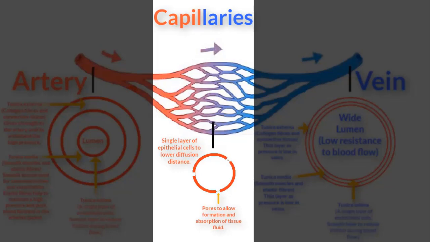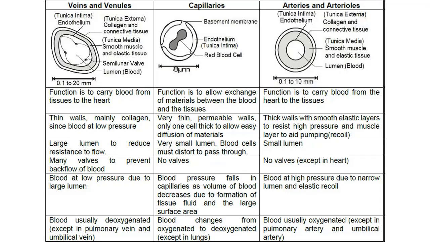just a single layer of cells in the capillary walls, which we call the endothelium. And it's got pores. The capillary wall has pores through which tissue fluid can be formed and reabsorbed. This also you'll be learning about. Is it clear? And capillaries are very, very narrow. Now, let's look at some of the other comparisons between arteries, veins and capillaries.